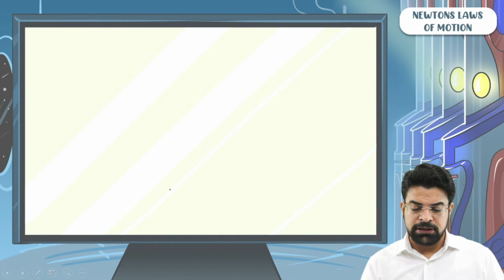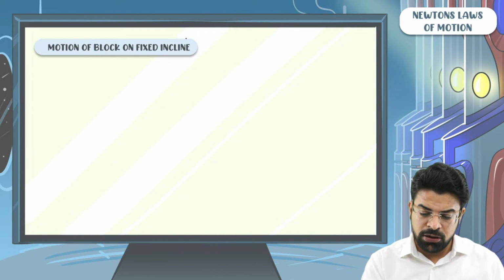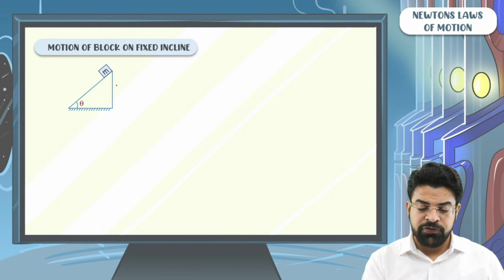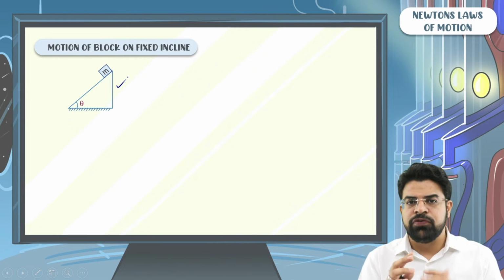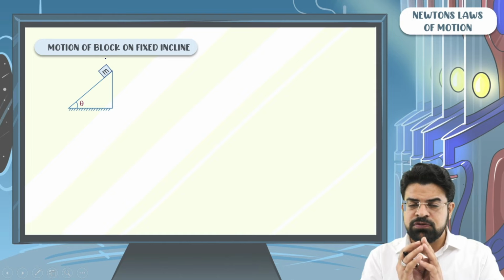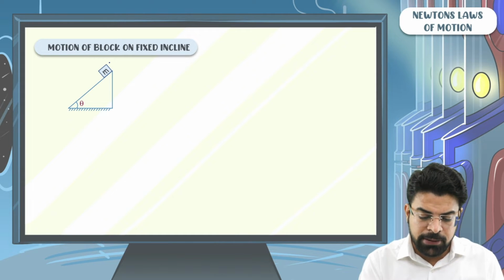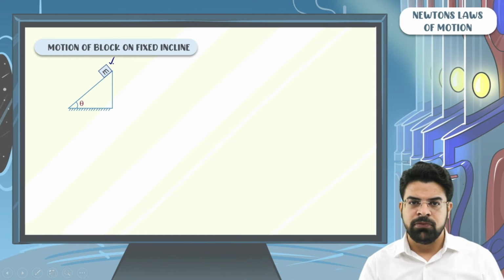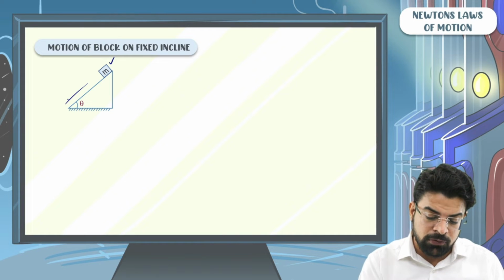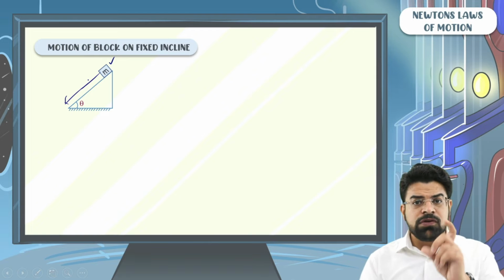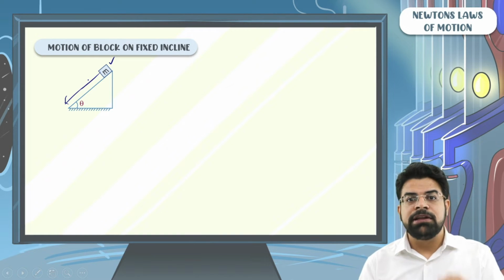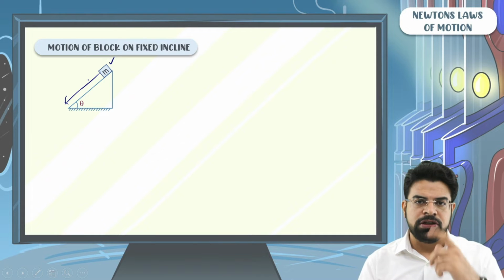So now let's talk about motion of a block on a fixed incline. Let's say we have a fixed incline, definitely smooth, we are doing friction later. We have kept a block on the top and released it. What will be the acceleration of this block? How much time will this block take to reach the base? What will be the velocity of the block on reaching the base? What will be the force of normal by the incline on the block? We are going to discuss all these things.